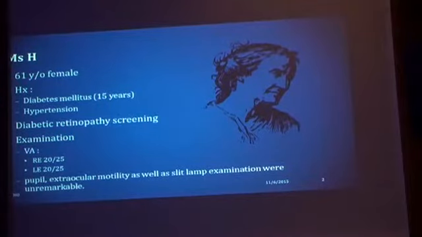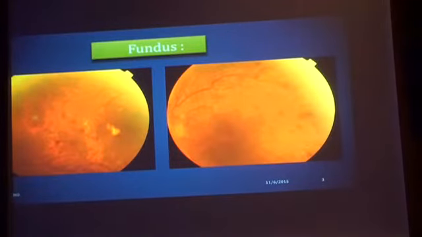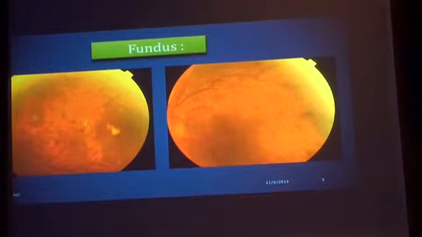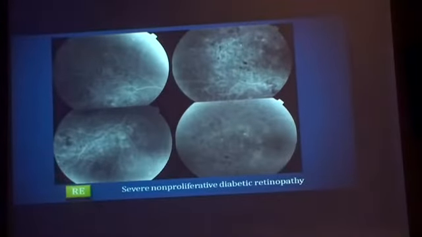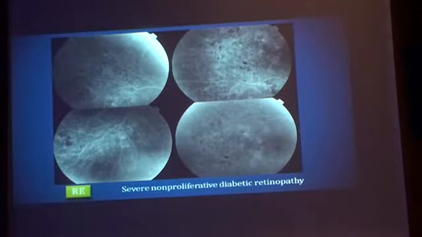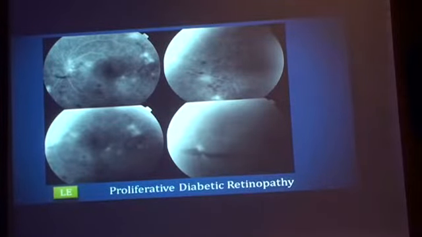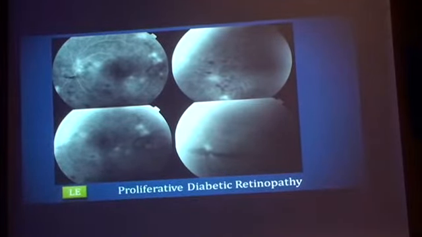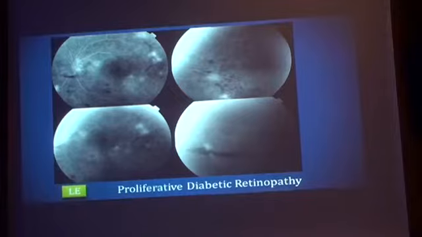On examination, she had normal visual acuity of both eyes; pupils, extraocular motility, as well as slit lamp examination were unremarkable. As you can see on fundus, there are many blood hemorrhages on the far periphery of both eyes. So angiography was performed, and we found a severe non-proliferative diabetic retinopathy on the right eye. As for the left eye, we found proliferative diabetic retinopathy. So we started retinal photocoagulation on both eyes.